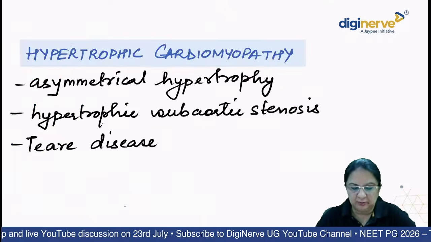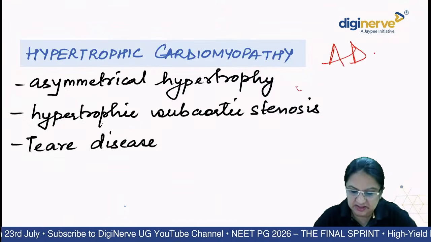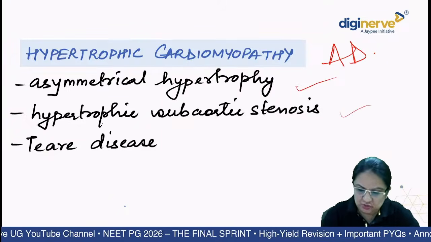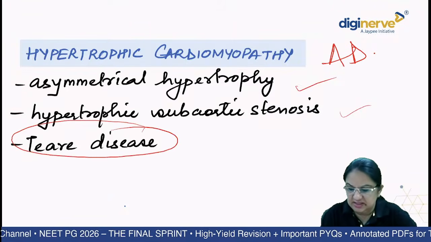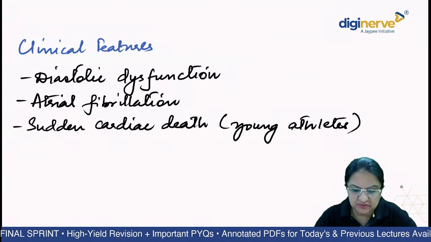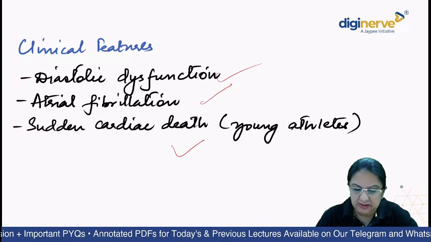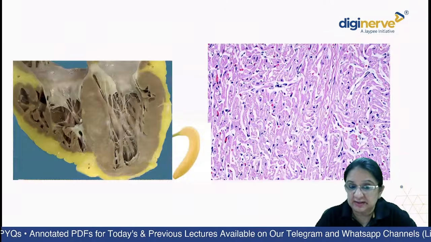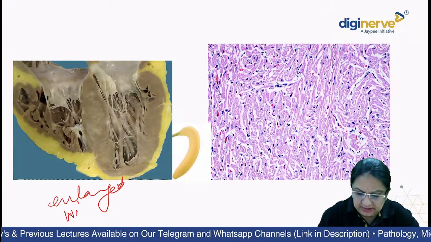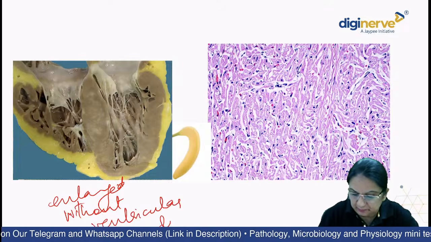Okay. Now, hypertrophic cardiomyopathy, I already told you, autosomal dominant inheritance. There is asymmetrical hypertrophy, hypertrophic subaortic stenosis, right? And how will you diagnose it? First of all, the clinical features: atrial fibrillation, again, sudden cardiac death, diastolic dysfunction. How will you diagnose it? The heart is enlarged, but here there is no ventricular dilatation.